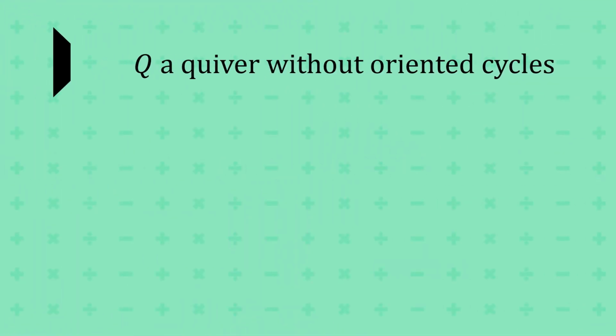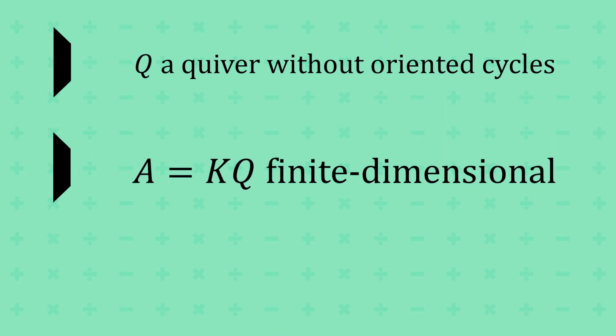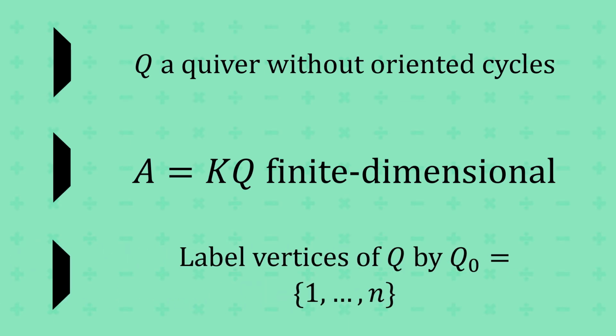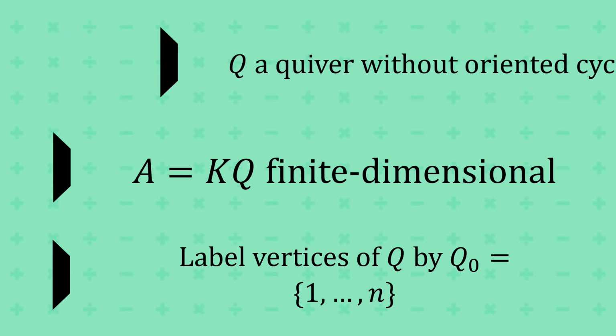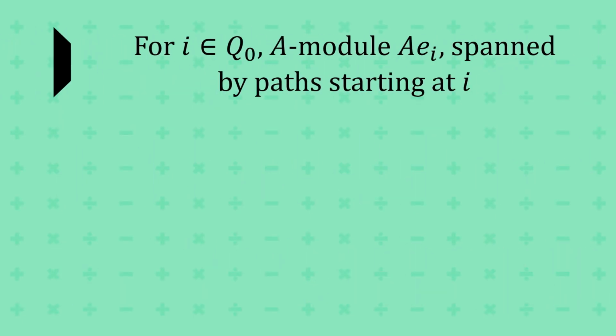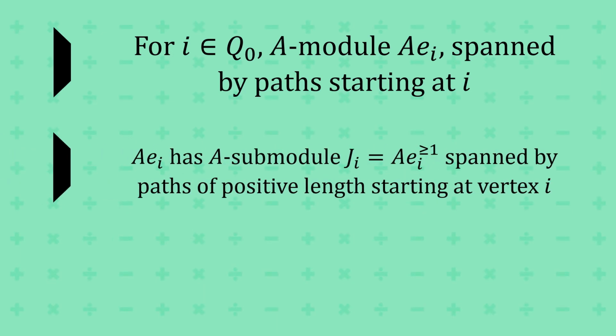Next, we're going to define some simple modules for path algebras. Let Q be a quiver without oriented cycles. Then A equaling KQ is finite dimensional. We'll label the vertices of Q by Q0 is equal to 1 to n. For vertex i in Q0, we get the A module Ae_i, which, as a vector space, is spanned by the paths which start at i.